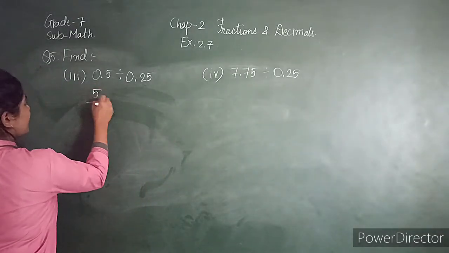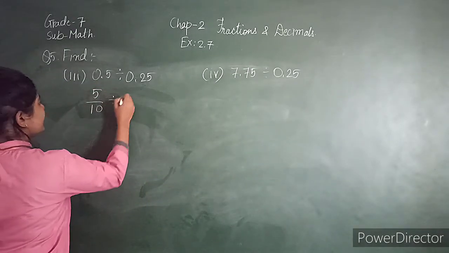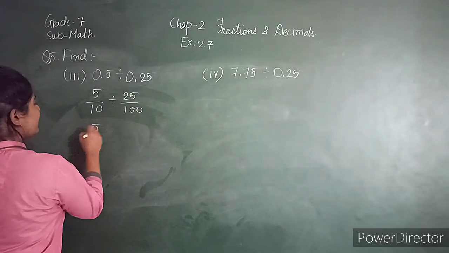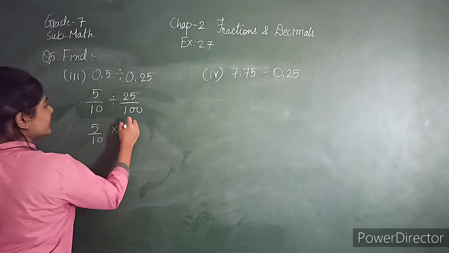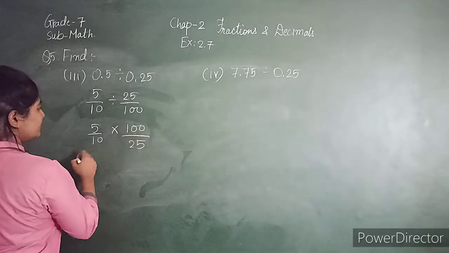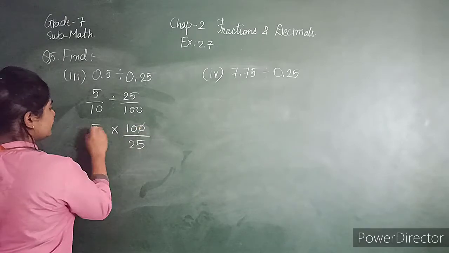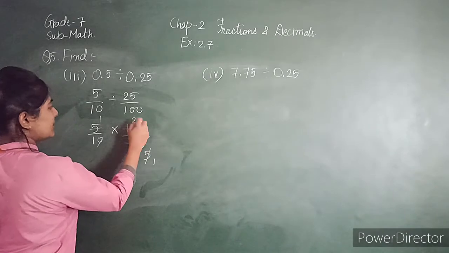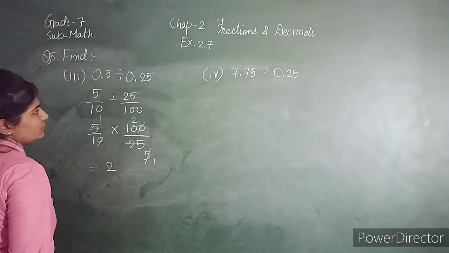Now the third one is 0.5 divided by 0.25. So here 5 upon 10 divided by 25 upon 100. If we change this sign, then we have to write the reciprocal of this number. So it is 100 upon 25. Here 0 0 will be cut. 5 ones are 5, 5 fives are 25. Now 5 ones are 5, 5 twos are 10. So the answer is 2.